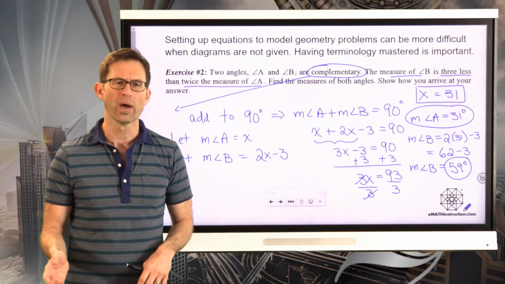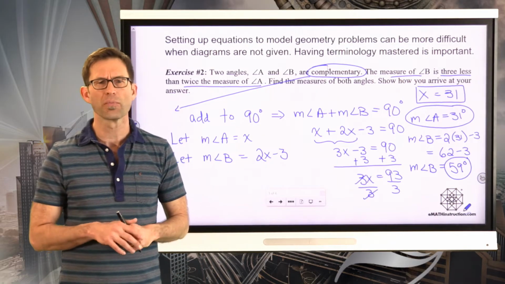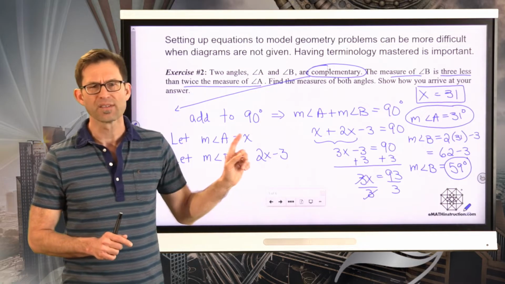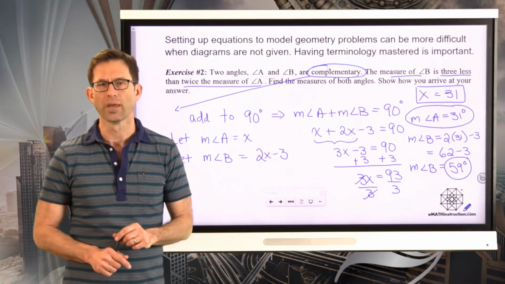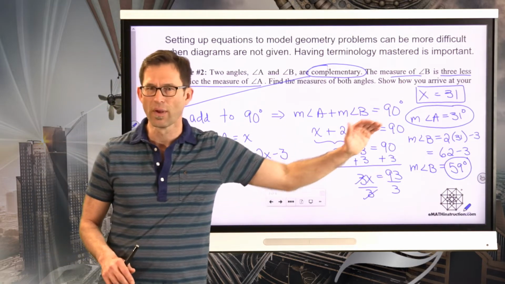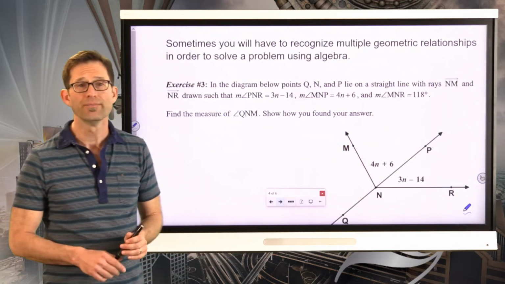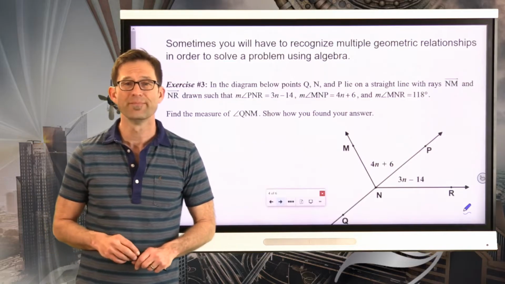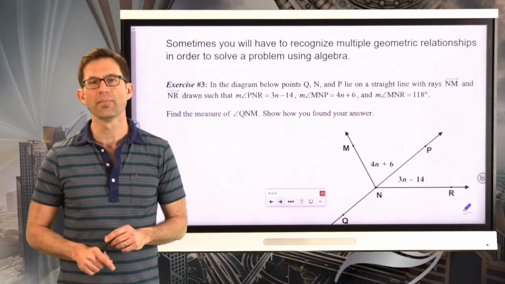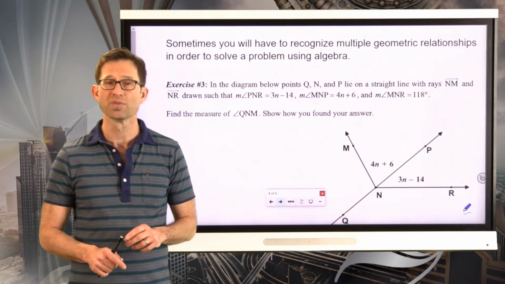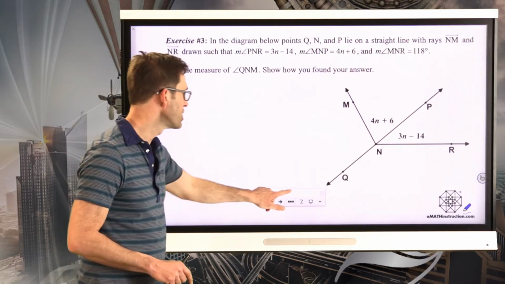Is it 3 minus 2x? Is it 3x minus 2? Really think about it. Always start with the multiplication. If the measure of angle A is x, then twice the measure of angle A is 2x, and then it'd be 2x minus 3. And that's all it takes to get that equation set up, and then we have to solve it. Most of the time, solving the equation is easier than setting it up, but not always. Sometimes you'll have to recognize multiple geometric relationships in order to solve a problem using algebra. So let's take a look at another one where we actually are given a diagram.